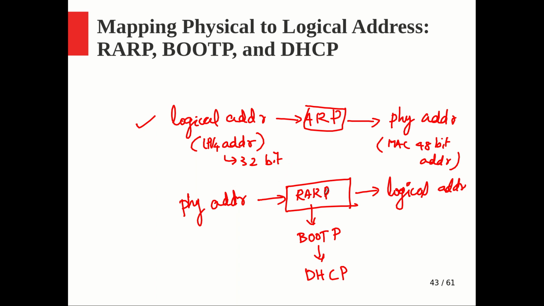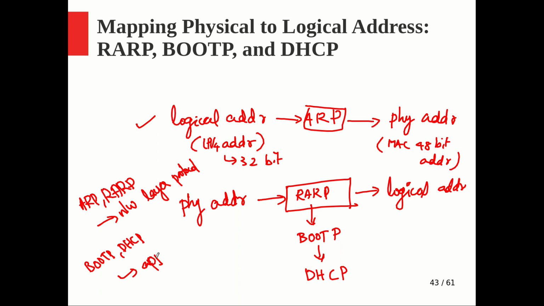If you look at ARP and reverse ARP, both were network layer protocols, right? They run in the network layer. But one difference is that BOOTP and DHCP are application layer protocols, in the sense they can look at the higher layers also. They work in higher layers, but these other two work in the network layer. Reverse ARP particularly, which you are going to see, has some limitations because it is a network layer protocol, right?